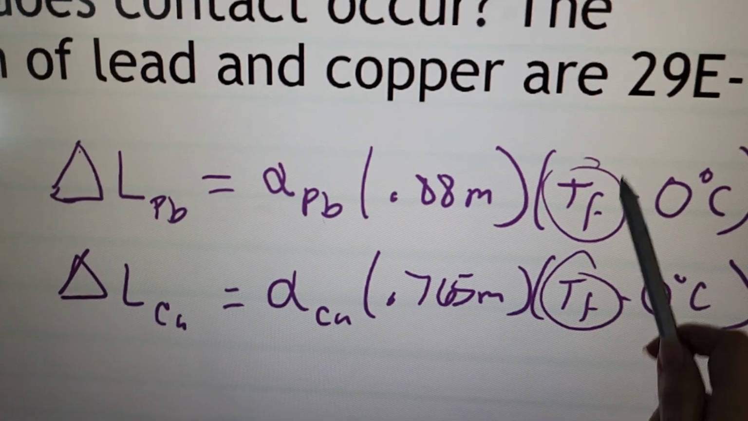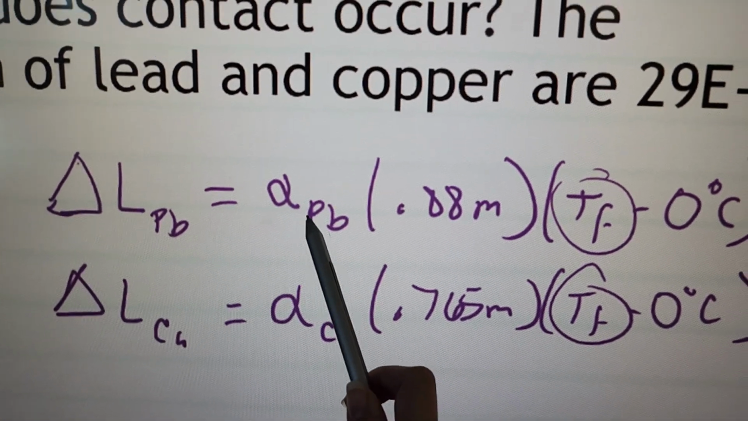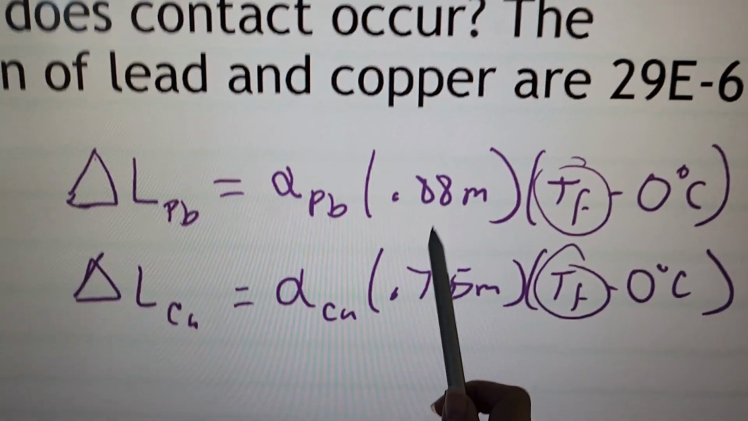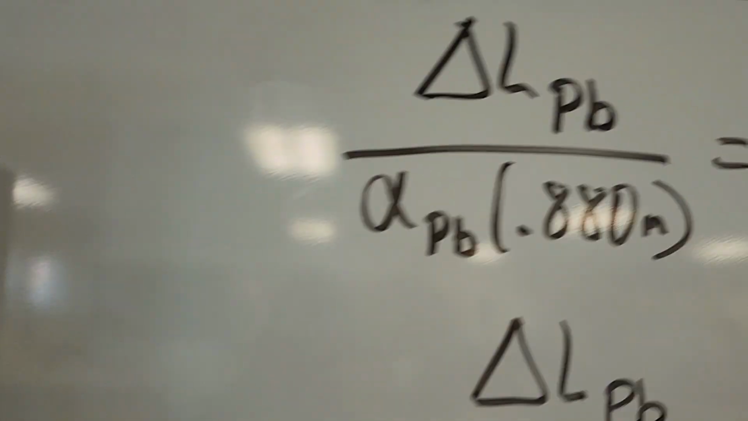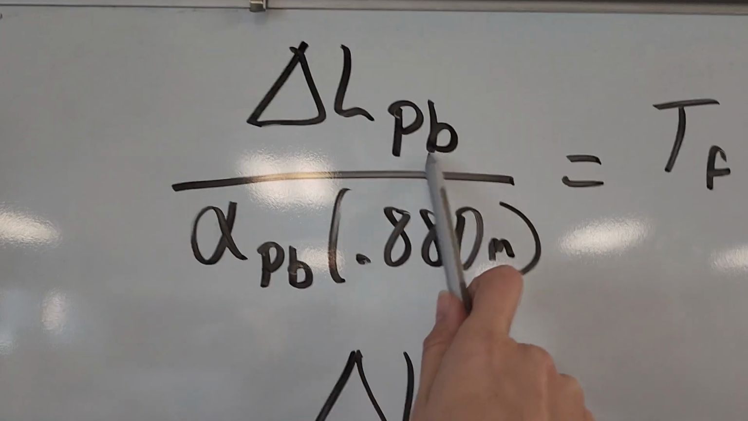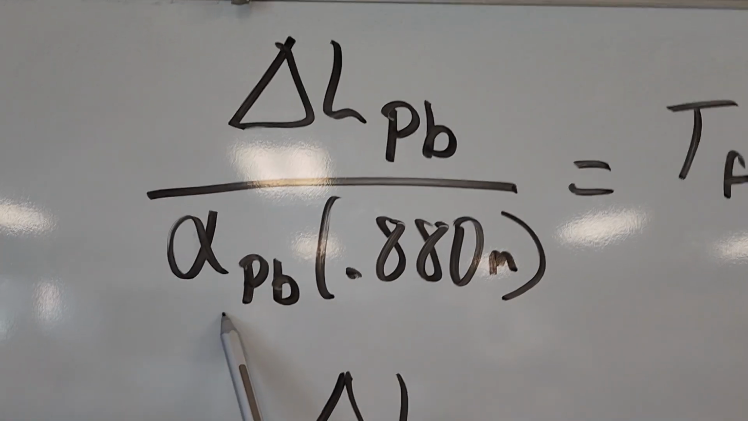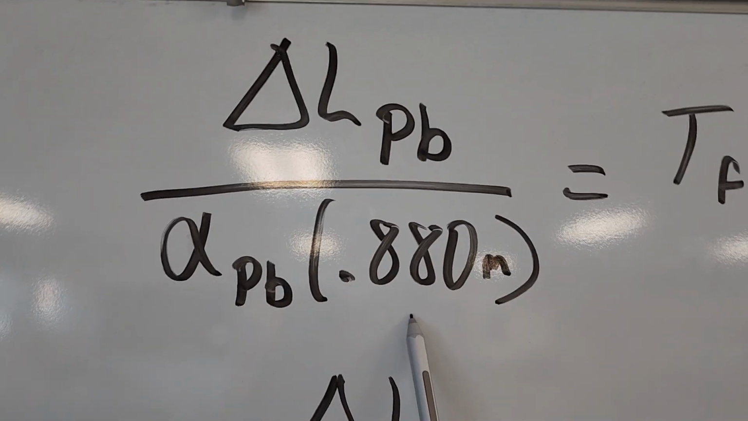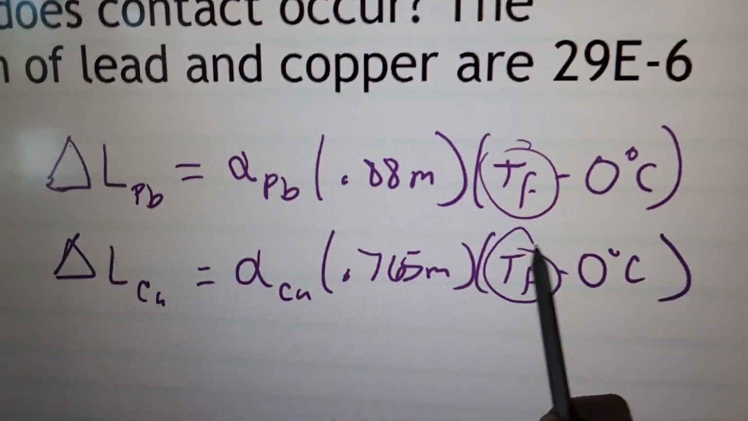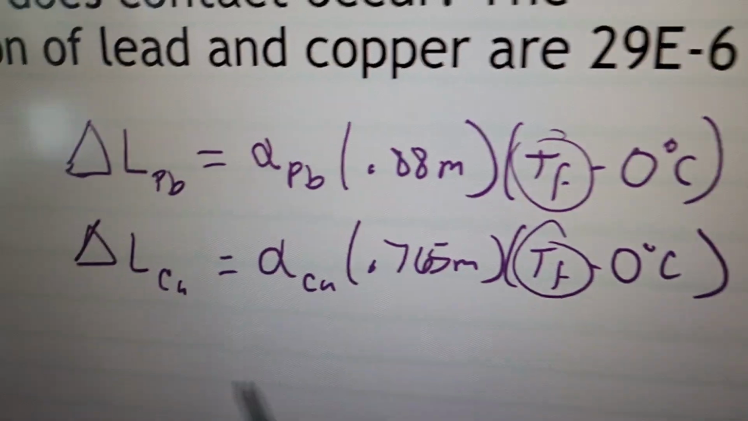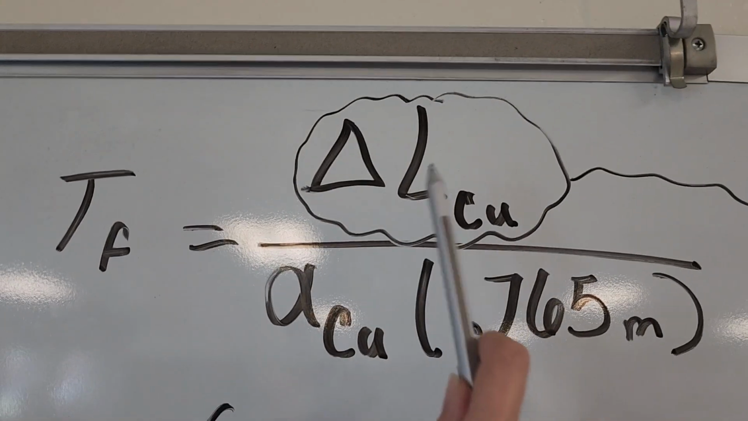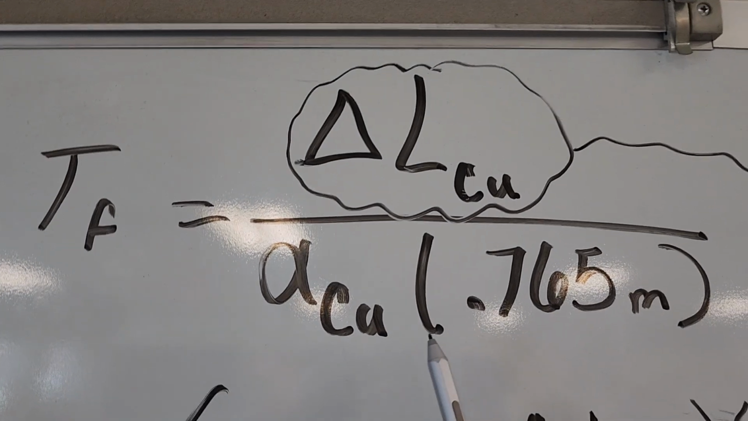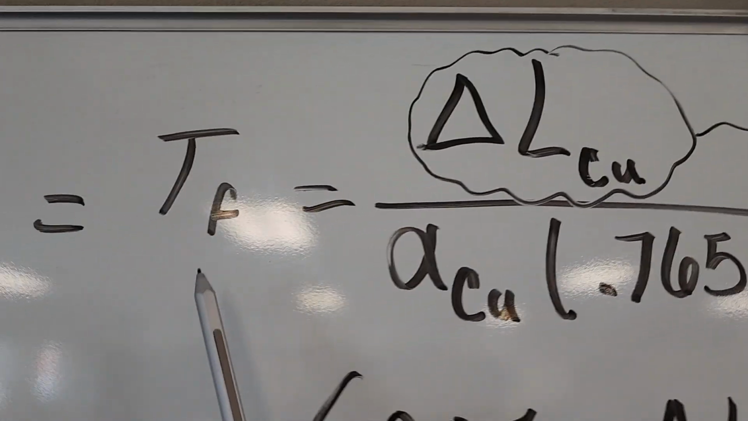So in order to isolate TF, we need to take the coefficient, which is given here, times 0.88 and divide it out on both sides. So we get delta LPB divided by the coefficient of PB and 0.88, that equals the final temp. We're going to repeat for the other equation. Again, divide by 0.765 and alpha. The change in length of copper is divided by the coefficient of copper, and 0.765 equals the final temp.